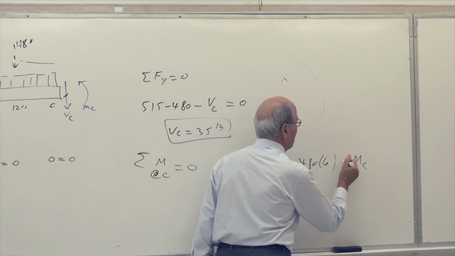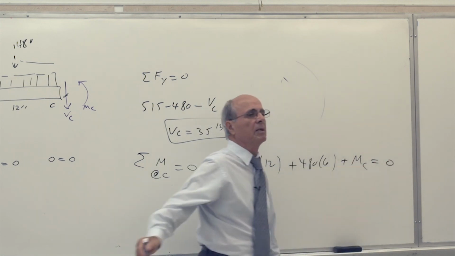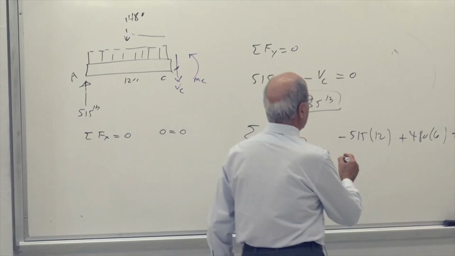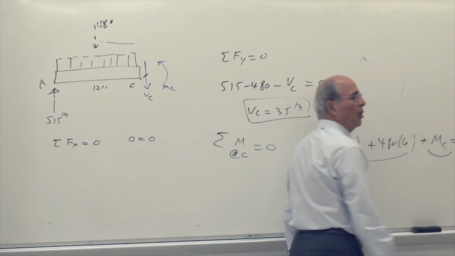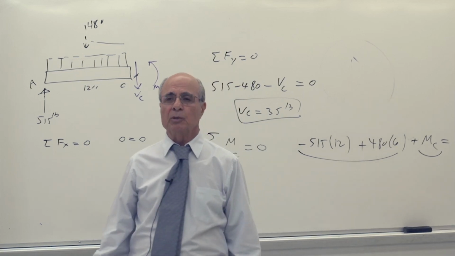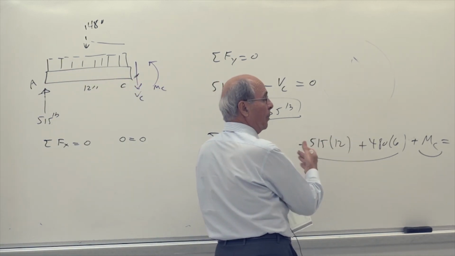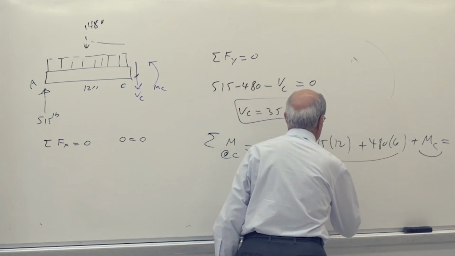That means this is plus MC, then equal to 0. Yes, sir. Correct? To get the right answer. Notice, these are all the action. This is all the reaction that together must be equal to 0. So the reaction becomes opposite to the action. This is what we are using all the time.